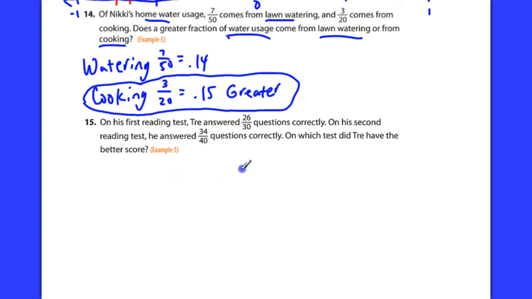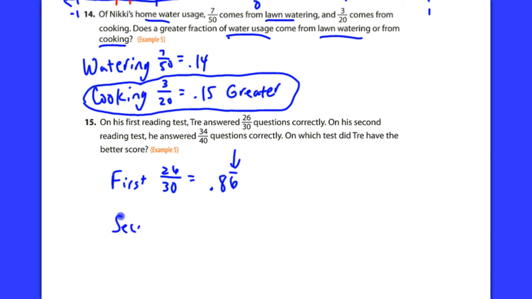On his first reading test, Trey answered 26/30ths answers correctly. On his second reading test, he answered 34 out of 40 correctly. Which test did he have the better score? All right, first test, 26 out of 30. So you want to put that in your calculator and divide it, see what you get. And it looks to me like you get 0.86. And put that in your calculator and you'll see the 6 repeats. So look at how I drew my bar on that. That 6 is repeating on and on. So that's the first score.